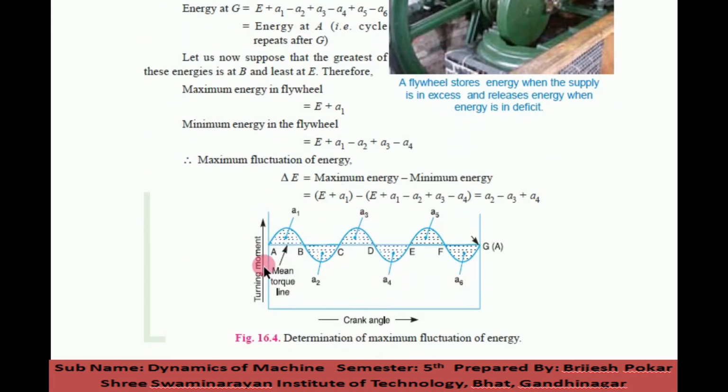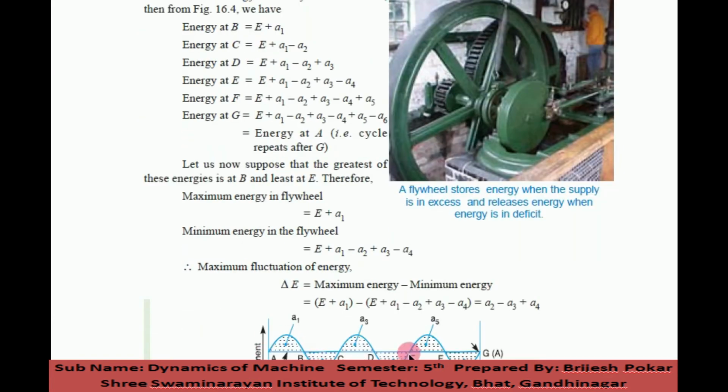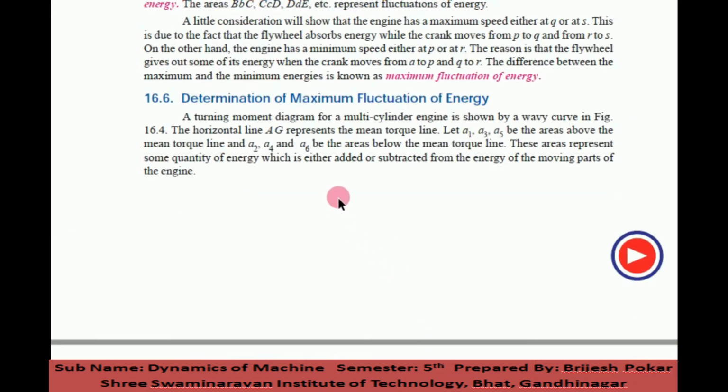This is a turning moment diagram, the T-theta diagram. From it, you can see the horizontal line AG represents the mean torque. A1, A3, A5 are the areas above the mean torque line, and A2, A4, A6 are the areas below the mean torque line. These areas represent some quantity of energy which is either added to or subtracted from the energy of the moving part.